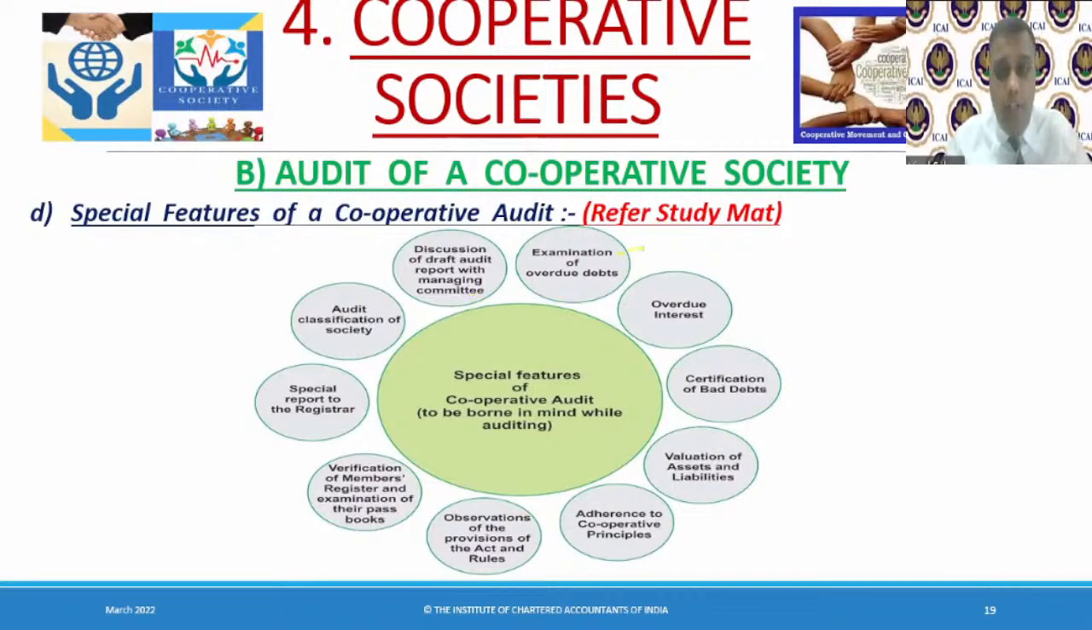Examination of overdue debts, overdue interest, certification of bad debts, valuation of assets and liabilities, adherence to cooperative principles, observations of the act, verification of members register and examination of their passbook, special report to the registrar, audit classification of the society, discussion of draft audit report with managing committee. Many of the points we have covered till now and in the chapter of audit report. You might be well versed with many of those points. We'll be discussing those points which are new to us over here.